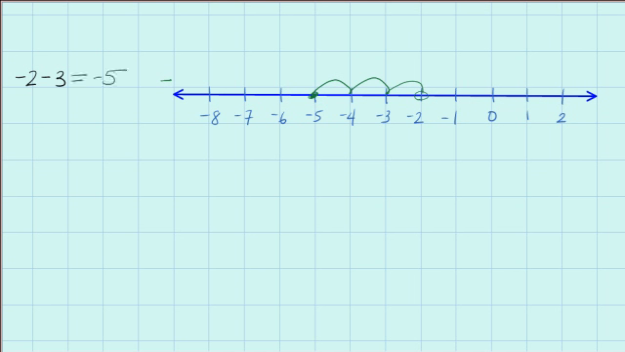So this works for really any numbers. The larger the numbers get, it becomes a little bit harder, but you can still manage it. With decimals, fractions, of course, then it doesn't work. This is only for integer operations of addition and subtraction.